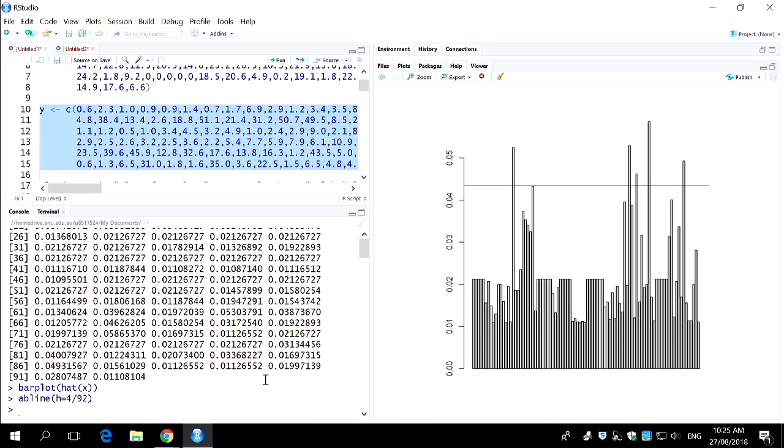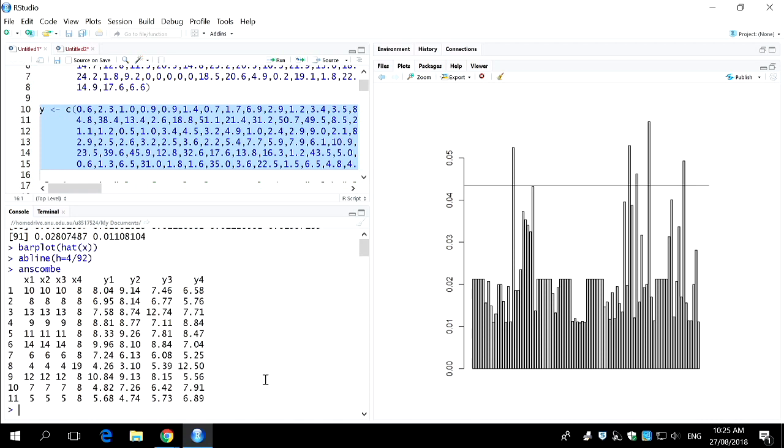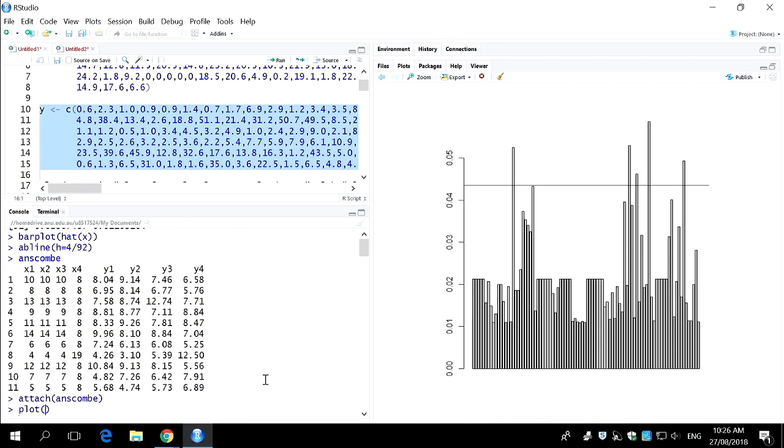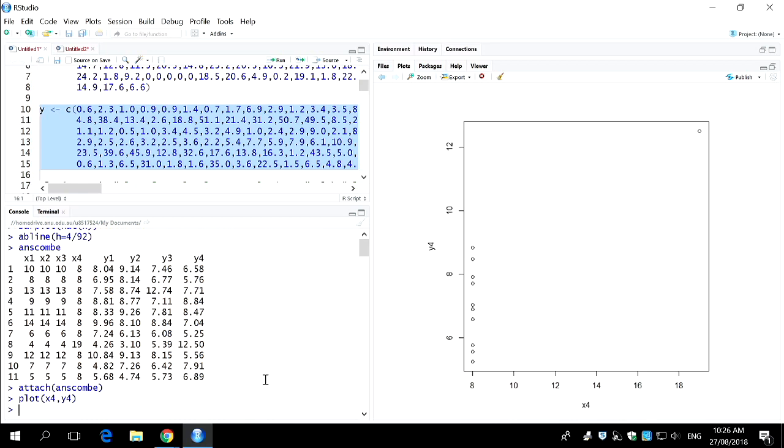Now, to talk about that, I'm going to go back to Anscombe's data. Remember Anscombe's data? We talked about this quite early on in the course. This is this data set where you've got 4 x's and 4 y's. You remember we plotted each of them out, and the last one of these has an influential point in it. So let me show you that. So I'm going to attach Anscombe, and I'm going to plot x4 versus y4. Okay, so there's Anscombe's data there, x4, y4.